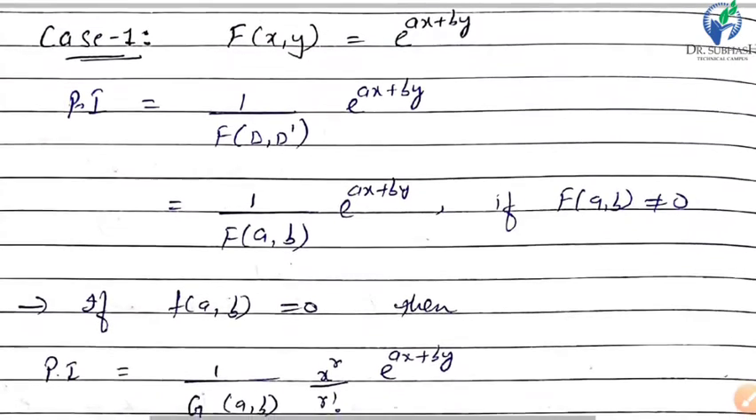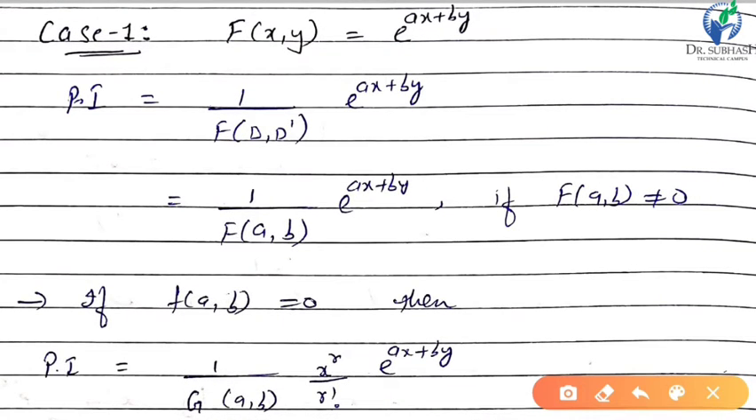Now, let us take case 1. Case 1 is when the RHS of the equation is of the exponential form, that is, of the type e raised to ax plus by. So the particular integral will be 1 upon f(D, D') e raised to ax plus by. What we will do is put D equal to a and D dash equal to b, and f of a b must not be equal to 0.